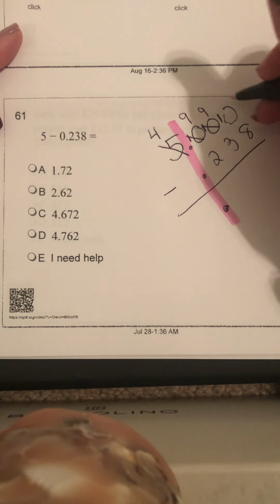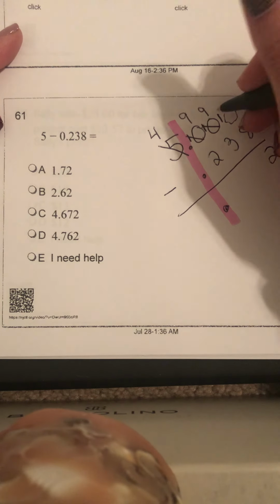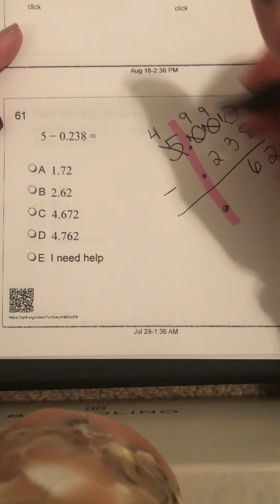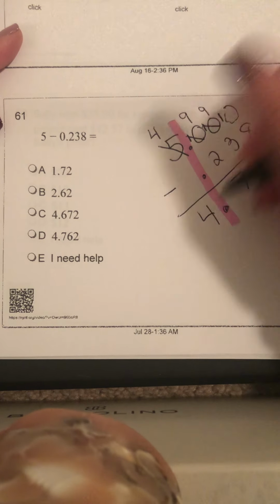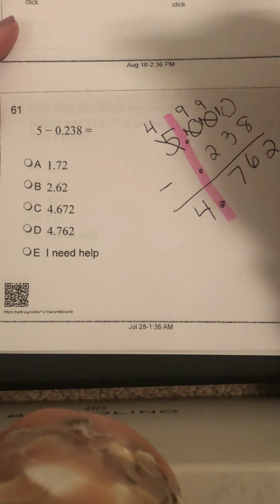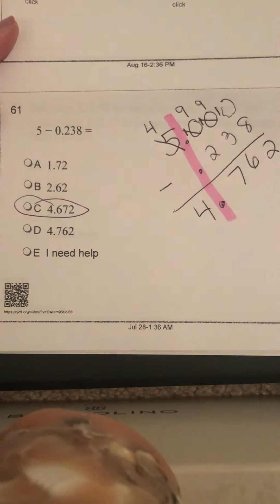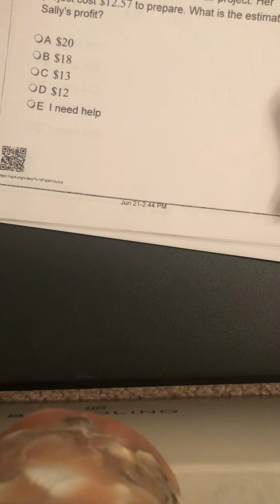10. I can subtract. 10 take away 8 is 2. 9 take away 3 is 6. 9 take away 2 is 7, and 4 take away nothing is 4. So 4,762, and that is choice C. All right, turn the page. Let's look at question 63.